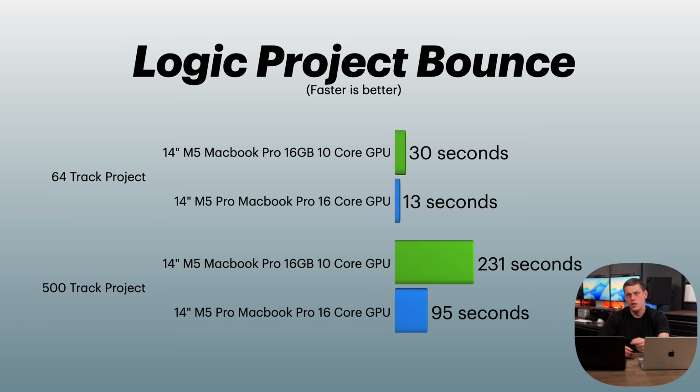Next, I wanted to try a couple of offline bounces running this project. For a 64-track bounce, it took 30 seconds on the M5, and it was down to 13 seconds on the M5 Pro. And for a 512-track bounce, it took 3 minutes and 51 seconds on the M5, and it was down to 1 minute and 35 seconds on the M5 Pro.